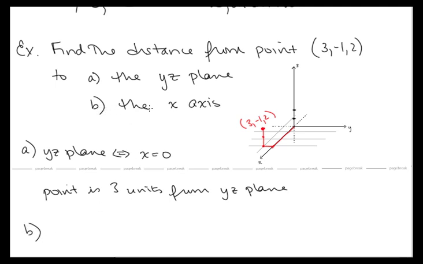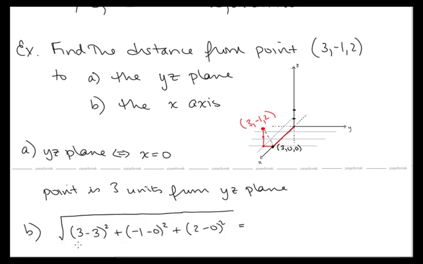And what about part B? How far is this point from the x-axis? Okay, here's the x-axis. Now the closest point on the x-axis to our point is going to be this one. So we want to know how far this point is from this point, 3, 0, 0.